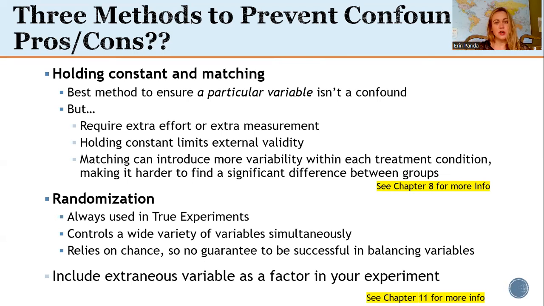Finally, another method, which we're going to talk about in much more detail towards the end of the course, and which you could read about now if you're interested in chapter 11, is to include the extraneous variable as a factor in your experiment. So if you recruit 120 participants, you could have 60 young kids and 60 old kids. Of them, half would be girls and half would be boys, and half would get music and half would get art.